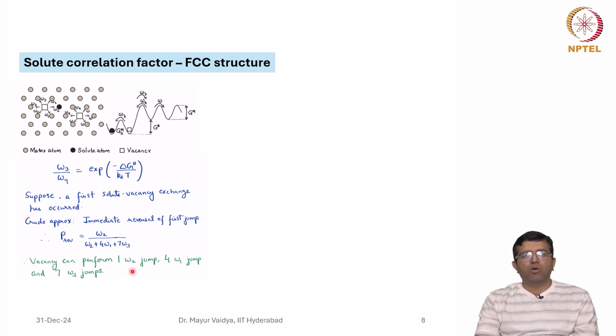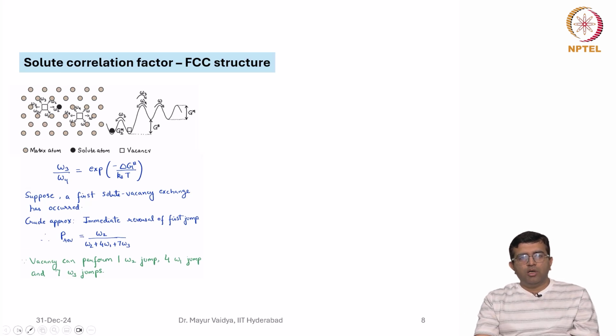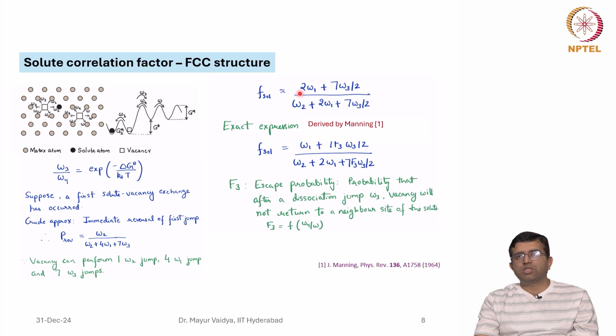Okay. So, omega 2 is the exchange with the solute. So, there is only one possibility for omega 2. Whereas for omega 3, there are other possibilities. There are a total of 7 possibilities for omega 3. Remember, this is only a 2D representation. You also have the atoms sitting at the top and the bottom. So, the approximate expression for the correlation factor is written as 2 omega 1 plus 7 omega 3 by 2, divided by omega 2 plus 2 omega 1 plus 7 omega 3 by 2.